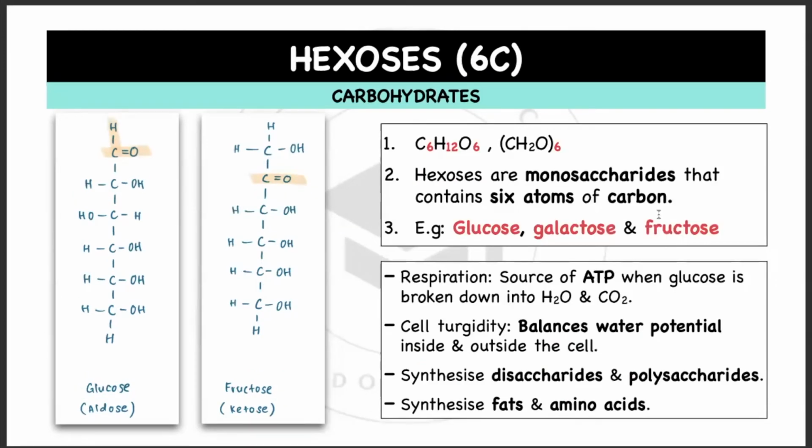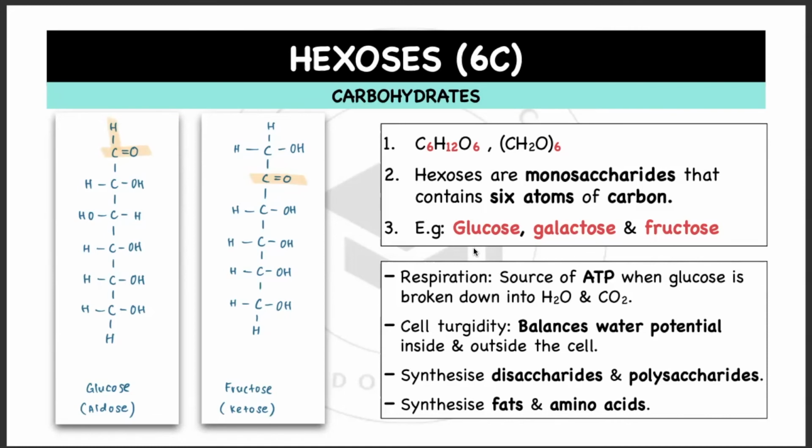Third one is hexoses. So hexagon, 6. Again, fit it in the formula here. You will get C6H12O6. And take note of the placement of where the double bond of oxygen is. If it's in the first carbon, that's an aldose. If it's somewhere in the middle, that's a ketose. Okay, so some examples: glucose, galactose, and fructose.